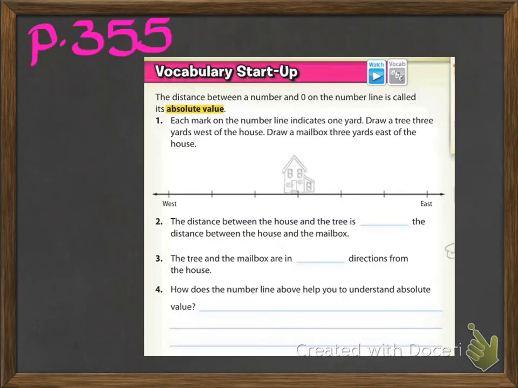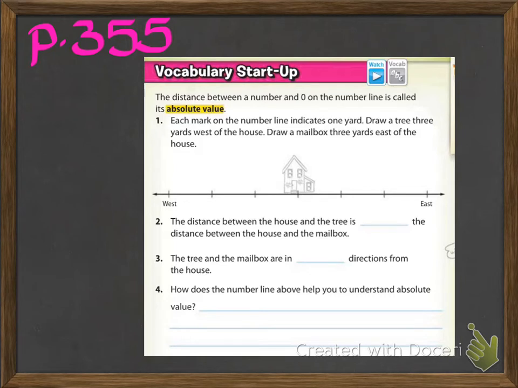All right, so if you're on 5.2, that means you already did that guided practice. We're going to be looking at page 355. In this lesson, this is where 5.2 starts. In this section, we're going to talk about absolute value. The way I think of absolute value is how far away a number is from 0.